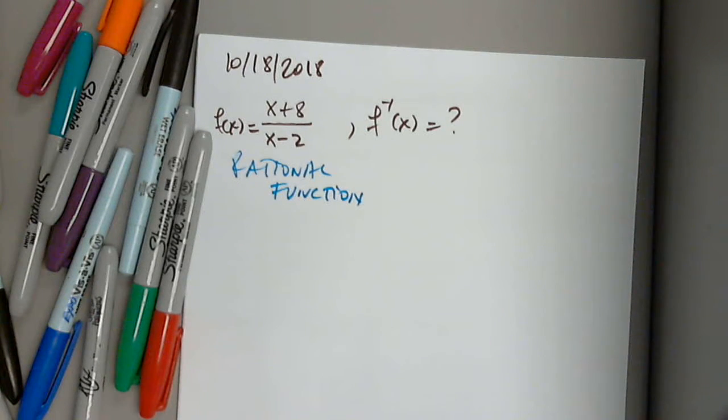Okay, so this is a rational function. I did not show how to find the inverse of a rational function. I only showed the linear function. Perfect. So we know that in order to find the inverse function, or let's review this.